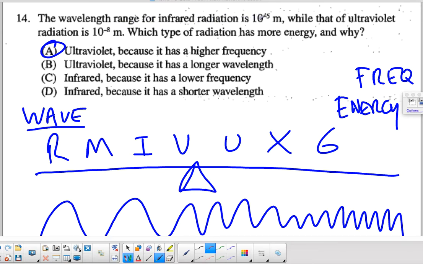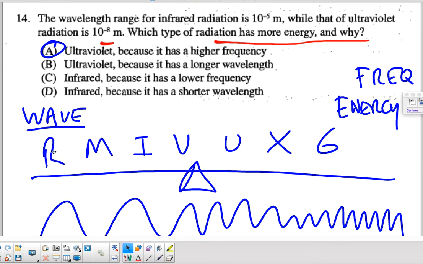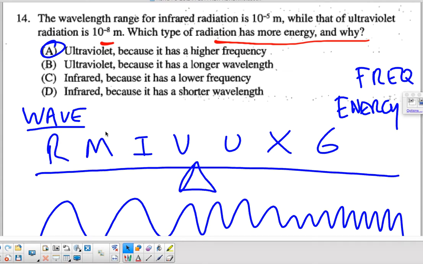14. Wavelength range for electromagnetic radiation. While ultraviolet is this. Which type of radiation has more energy and why? Remember, we talked about this, it's the teeter-totter of light. So if you look at it like this, you have radio waves here. It goes red. Monkeys in Virginia use extra gum. So radio waves are the biggest. As you go this direction, energy and frequency get greater because wavelength and frequency are inversely related to each other. So the longer the wavelength a wave has, the less frequency it has.